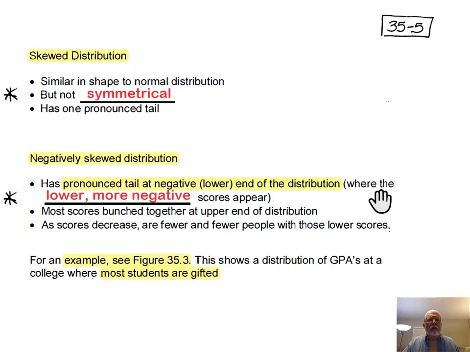We go back to normal size and page 35-5. Skew distributions. A skew distribution is a distribution that's similar in shape to the normal distribution, except it's not symmetrical. It has a pronounced tail. If it's a skew distribution, it's going to have a really long tail that points in the direction of the higher scores, or a really long tail that points in the direction of the lower scores. And we have a different name depending on which side of the distribution has the long tail.